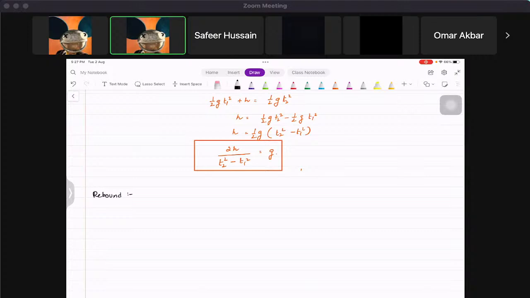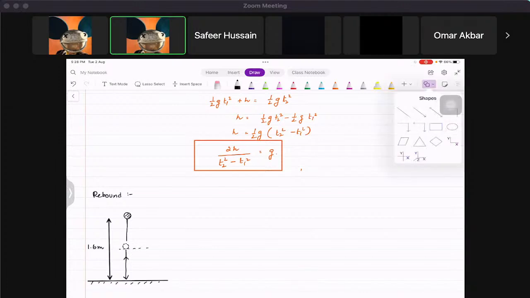Let me give you a little bit of hint here. Suppose there is an object like this, okay? And this object, from here till here, it is at 1.6 meters. And then they say it lands on a very stiff plate, and then this object bounces back again. So it goes down, and then it bounces back, okay? And it bounces back to a height that is h. Is it clear, everybody?